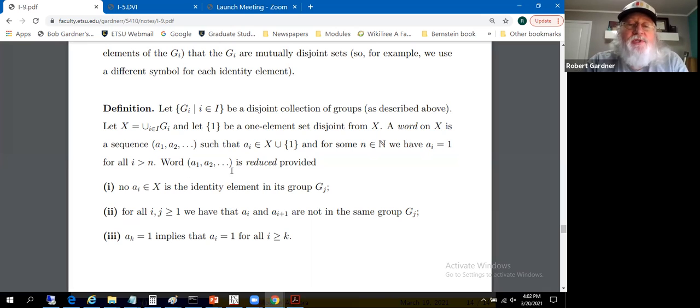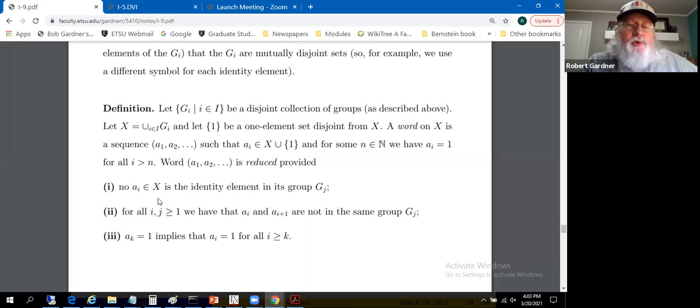A word A1, A2, and so forth is said to be reduced, provided no A sub I is an identity element from whatever group it's from, say group G sub J. Yeah, the positions don't correspond to the groups in any way here. I mean, this is a nice little countable sequence. We could have an uncountable number of groups. There's not a group G1 and a group G2. That's not what we're doing here. There's a first letter and a second letter and so forth.